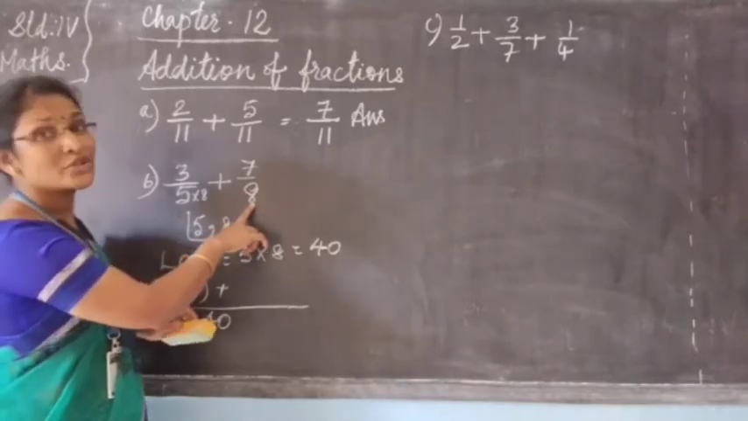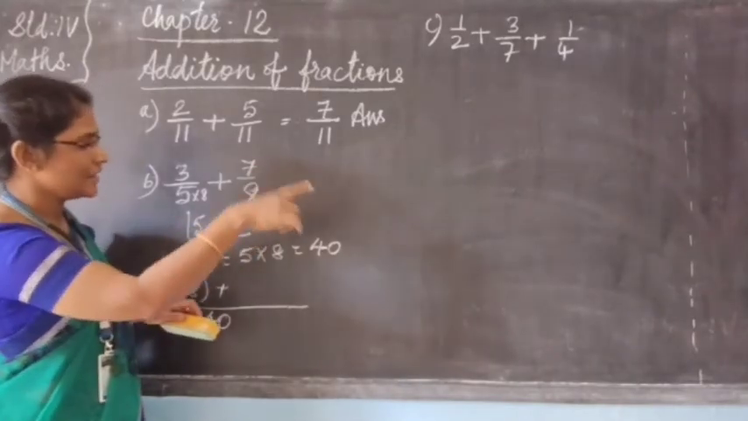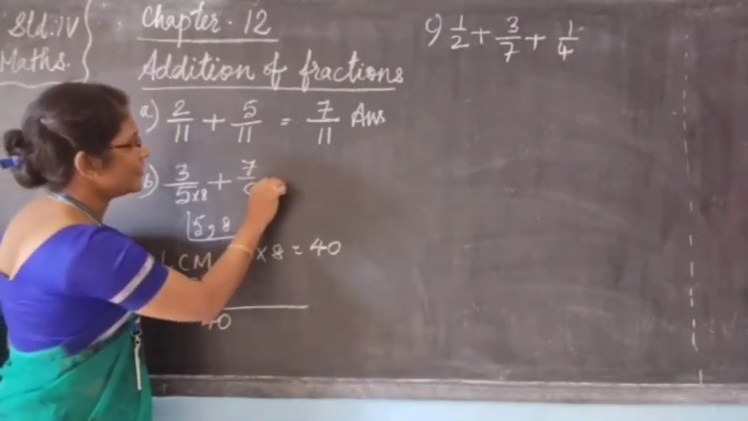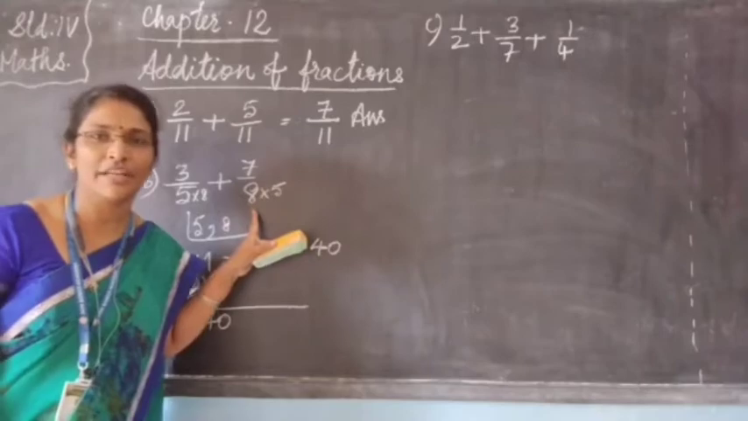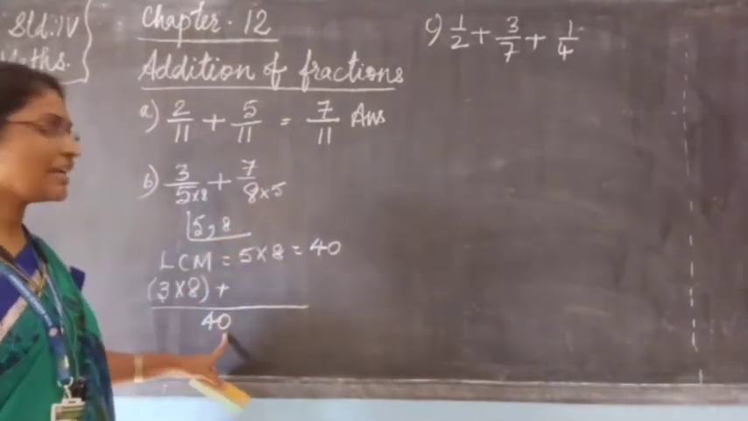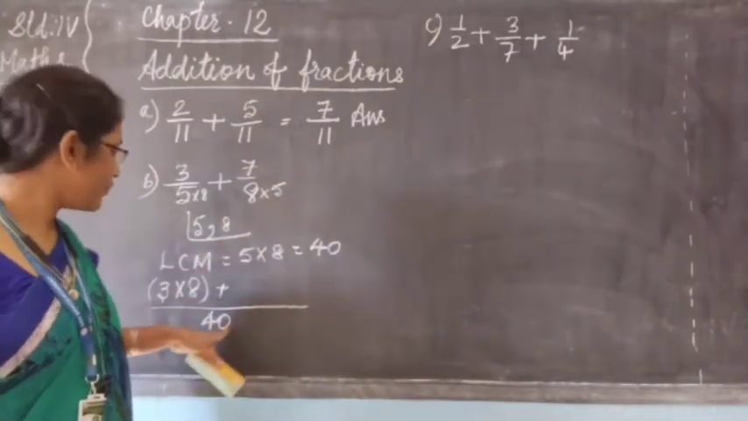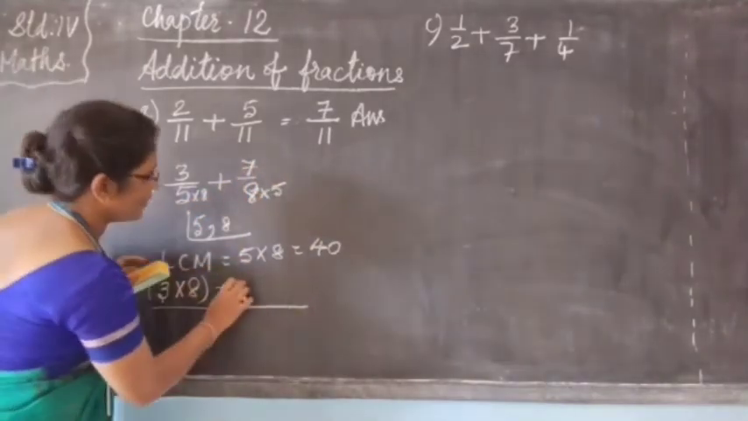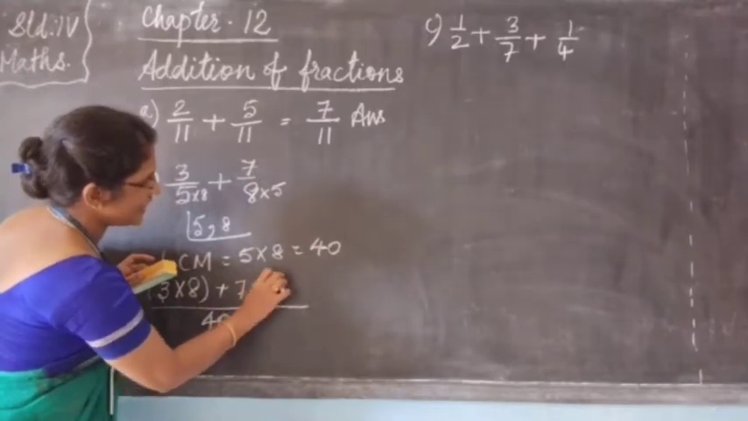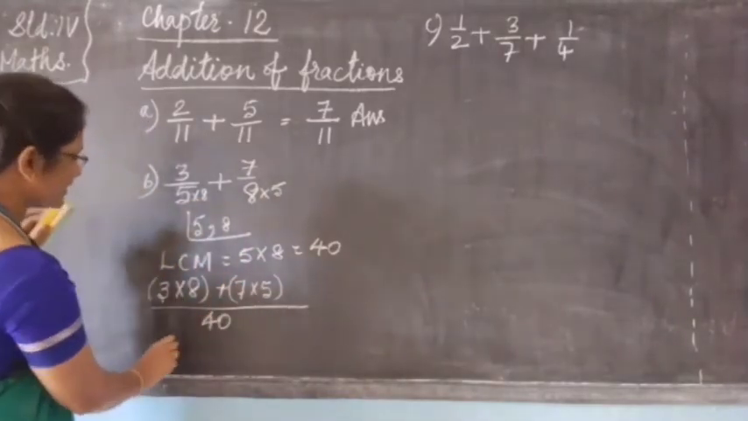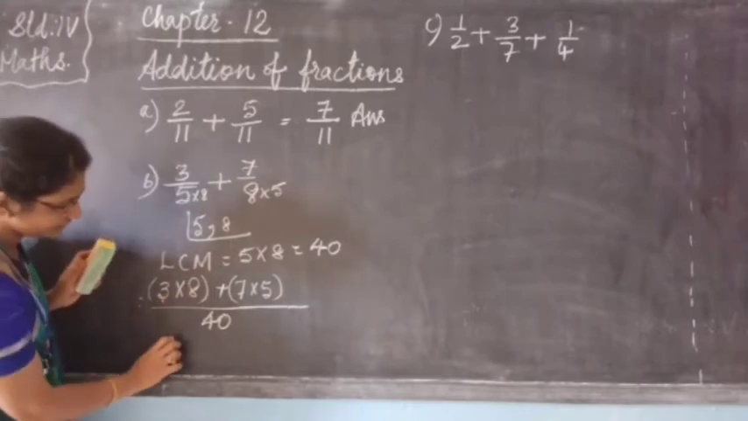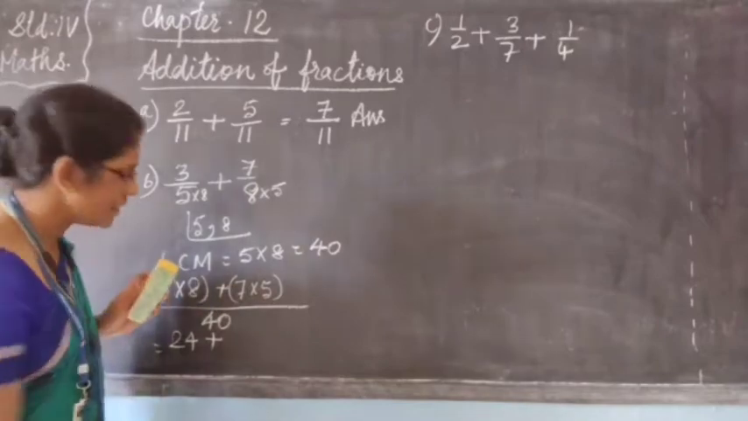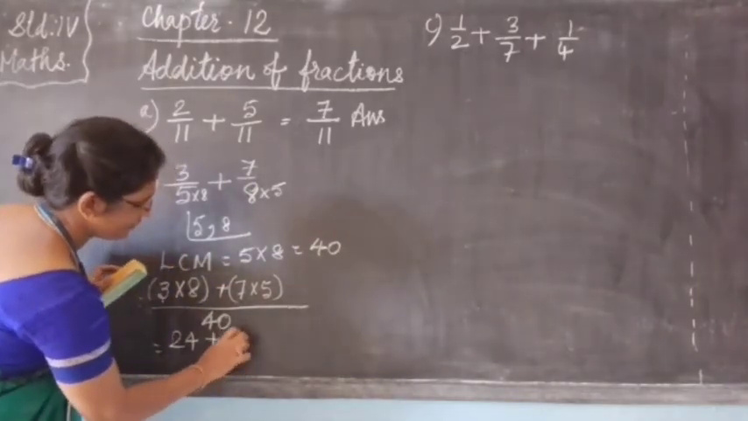Next, what do we have to do? We have to see what should be multiplied by 8 to get 40. 8 5s are 40. Say the table of the denominator. Okay, how many 8s are 40? 8 5s are 40. Multiply the numerator also with the same number. 7 multiplied by 5. Now we can see 3 8s are 24 plus 7 5s are 35.